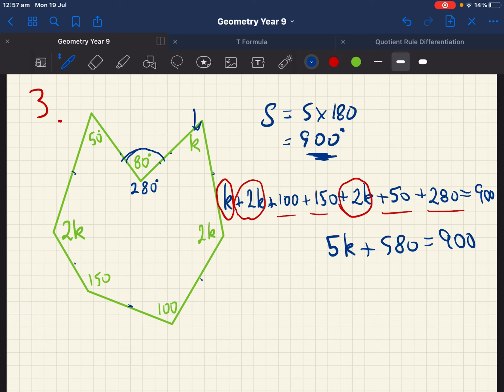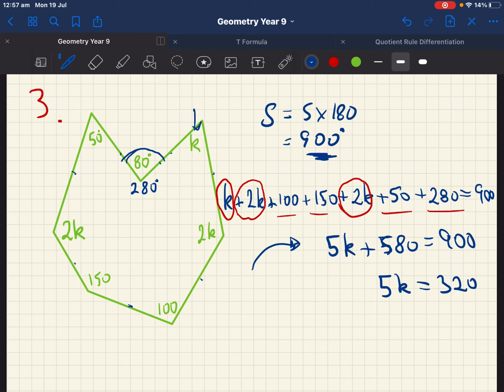Again, with these geometry equations, you always end up with the same sort of equation. So getting really used to solving equations that look like this is pretty much all you're really going to need with these geometry type questions, because they all end up looking something similar to this. All right, how do we get rid of the 580? That's a positive 580, so for us to get rid of it, we're going to need to minus 580. So 900 take away 580 will end up getting us 320.